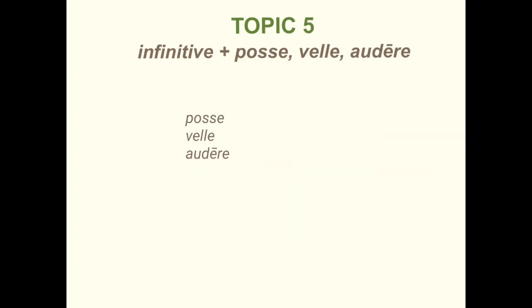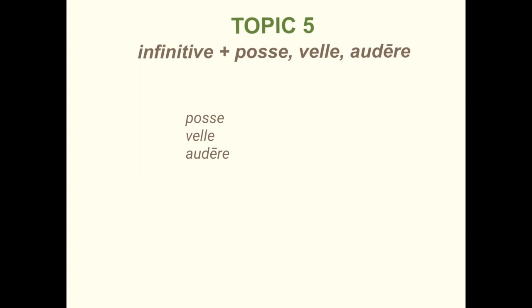Topic 5. The infinitive plus posse, velle, audere. The verb velle conveys the idea of will. In other words, when you want something to happen, for example, you could use the verb velle. Posse, as we already know, conveys the idea of ability, to be able to, or "to can," as we say jokingly. Audere conveys the idea of daring and courage. It's the root of our English word audacity.